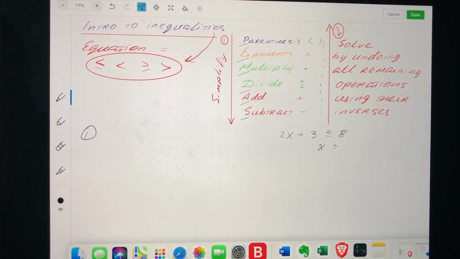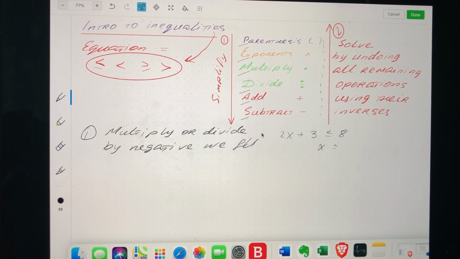The first one is when we multiply or divide by a negative, we flip the inequality sign. And it only happens if we multiply or divide by something with a minus. It doesn't happen when we have a plus.